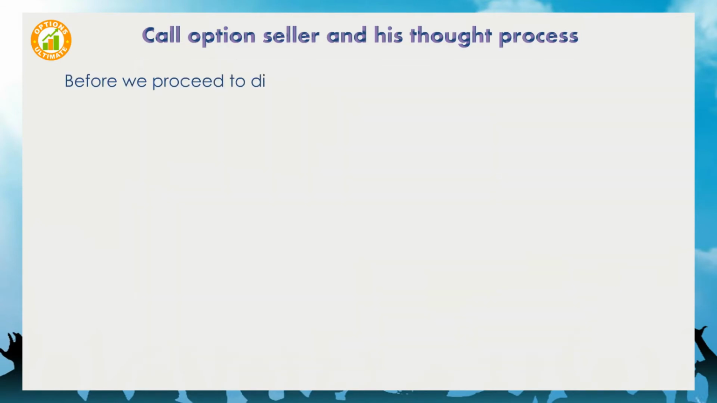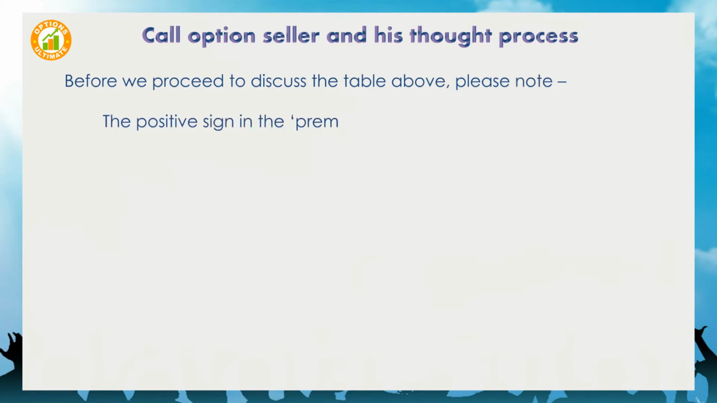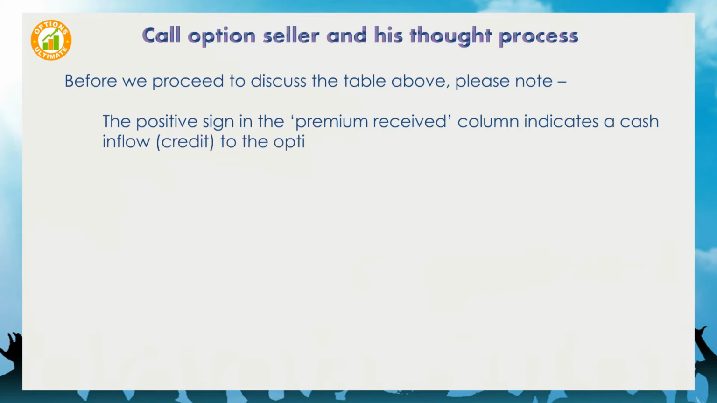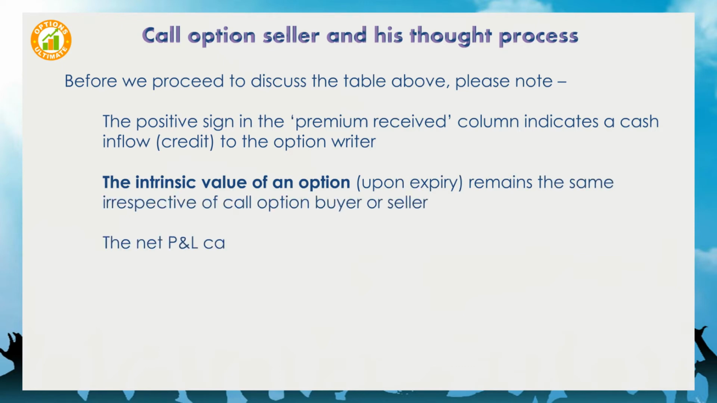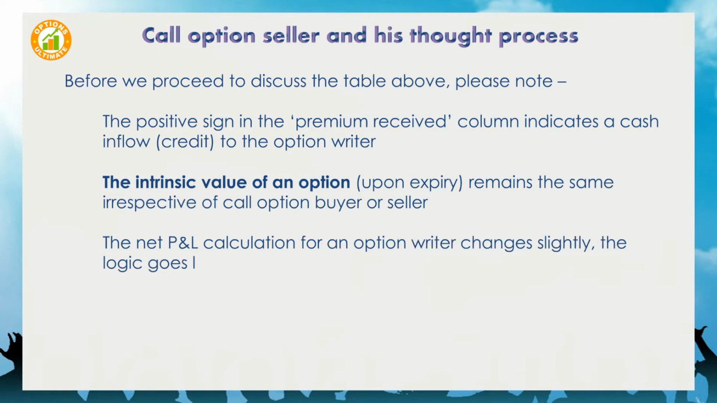Before we proceed to discuss the table above, please note, the positive sign in the premium received column indicates a cash inflow, a credit to the option writer. The intrinsic value of an option upon expiry remains the same irrespective of call option buyer or seller. The net P&L calculation for an option writer changes slightly. The logic goes like this.